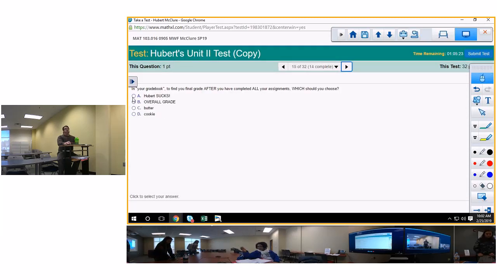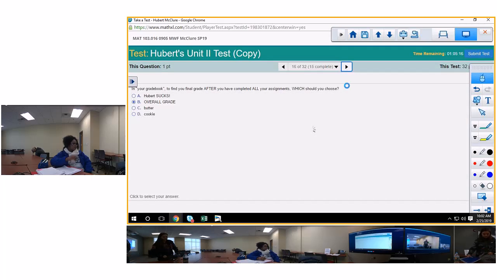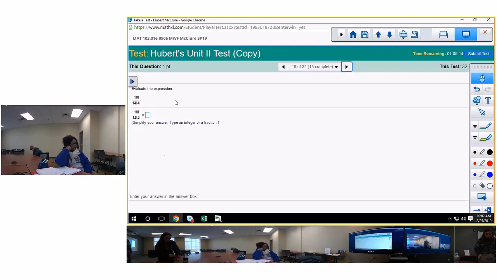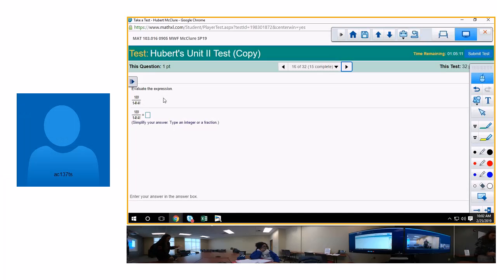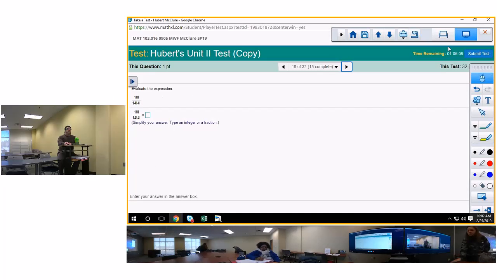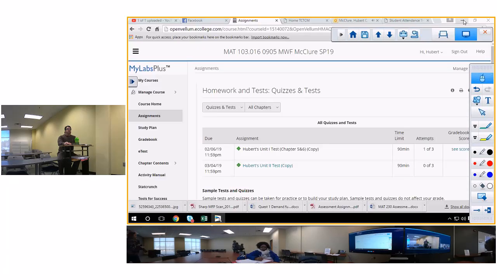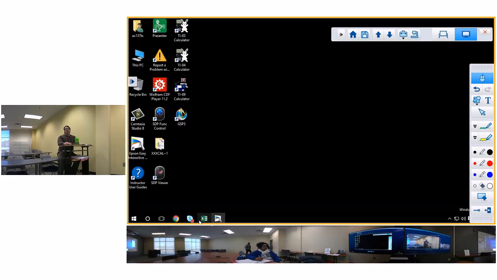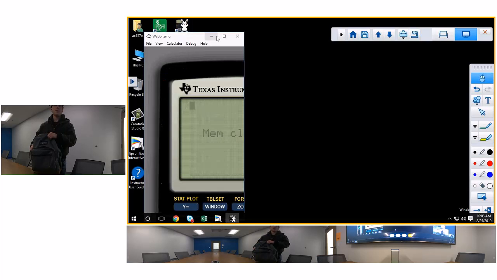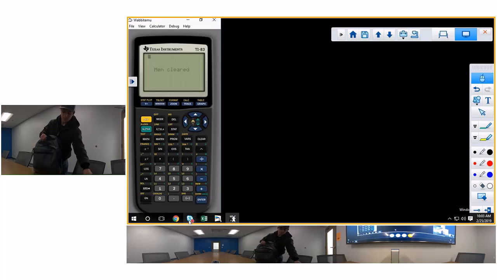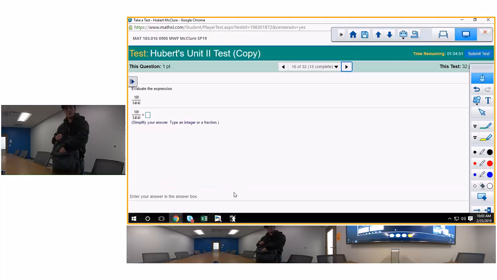Okay. In your grade book, find that after grade, what should you choose? Overall grade. Evaluate the expression. Okay, 18 factorial. I'll take out my handy dandy calculator. I'm going to do this one and I'm going to quit because everybody's leaving. So. All right, so take out my handy dandy calculator. And go back to the question. As soon as I can go back, there we go.